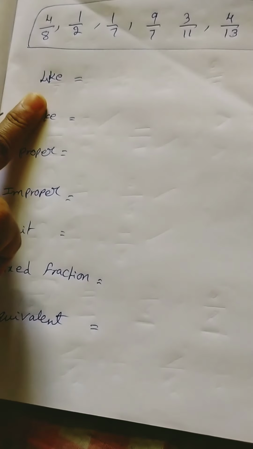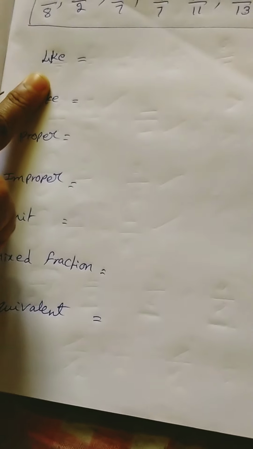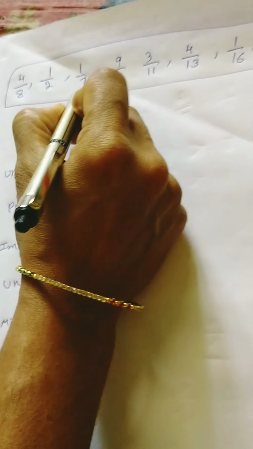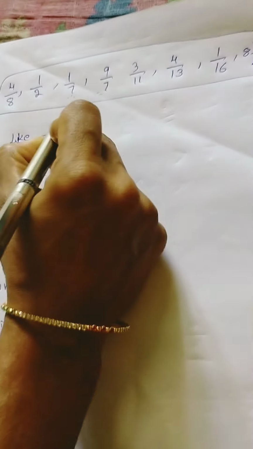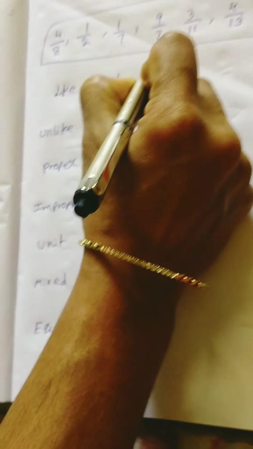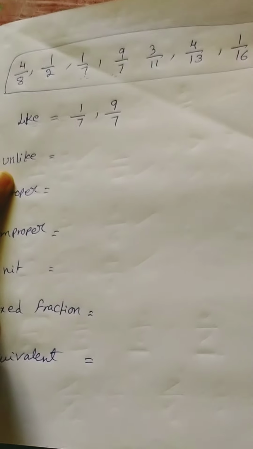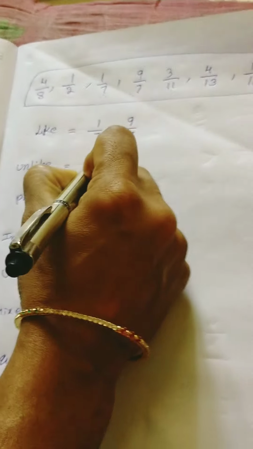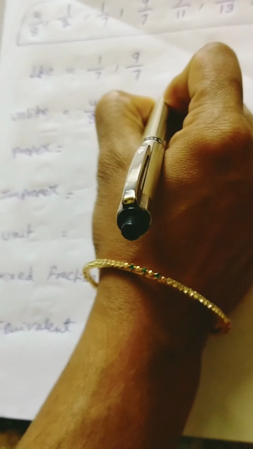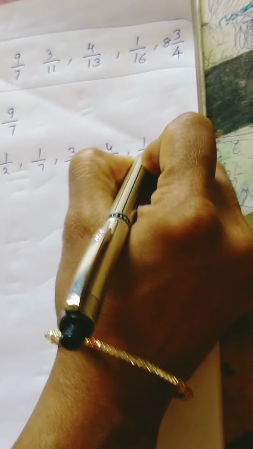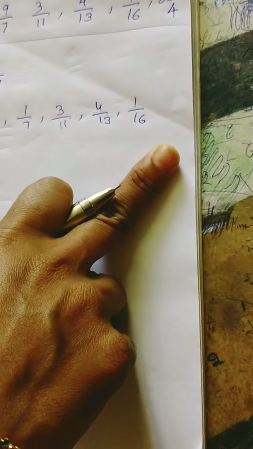And next one is equivalent fractions. What are like fractions? Like fractions means the denominator is same. Here, look at where the denominators are same. In these two the denominators are same. So what are like fractions? 1 by 7 and 9 by 7. These are called like fractions. What are unlike fractions? Unlike fractions means the denominator is not same. Here 4 by 8, 1 by 2, 1 by 7, 3 by 11, 4 by 13, 1 by 16. So these are all called unlike fractions.